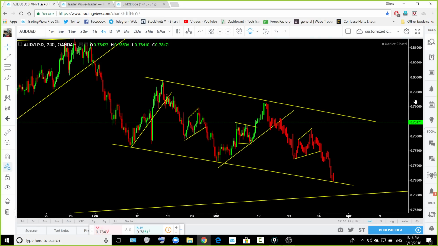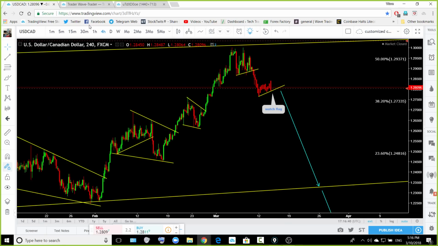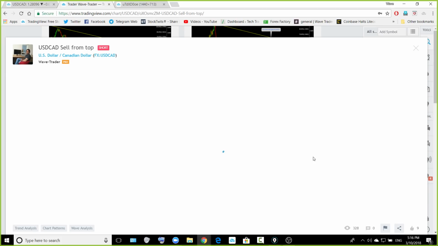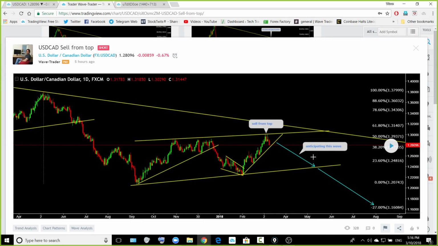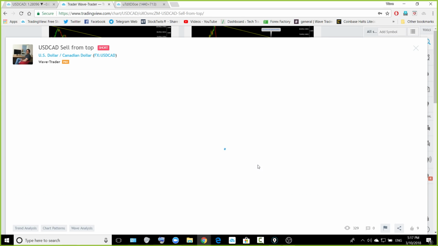Okay, so Aussie dollar, US dollar, then dollar CAD, very nice setup on the dollar CAD. Okay, so this is the wave. If you guys remember, last week I was showing you that wave. Yeah, that wave. All right, so price is already heading that way. You guys need to look for simply a continuation formation and get into the market.